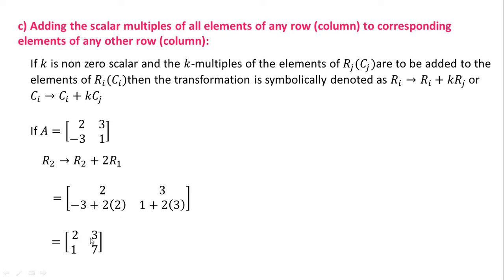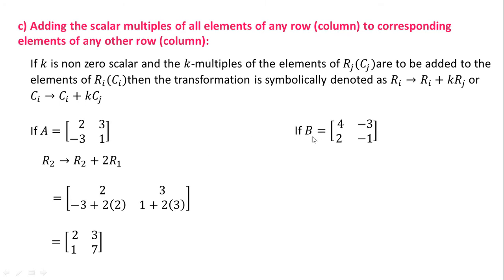Like this. Row number 1 as it is. See, again and again, row number 1 remains as it is and row number 2 changes. It gives 1 7. See, R2 changes to R2 plus 2 times R1. So a scalar multiple of one row is added to the corresponding elements of another row. Remember this. So it gives a new matrix.